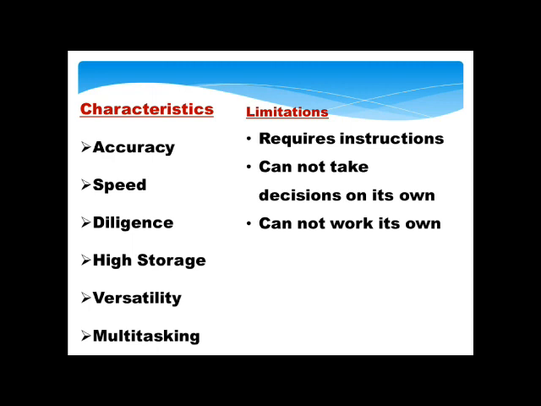And limitations, computer requires instructions. We have to give a step-by-step instruction to perform a task, and it cannot think and cannot take decisions on its own. These are the limitations. So you have to study some characteristics and also some limitations. Okay, children? And now we can do the exercises in the textbook.